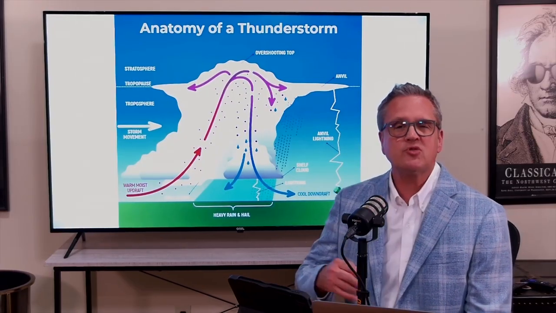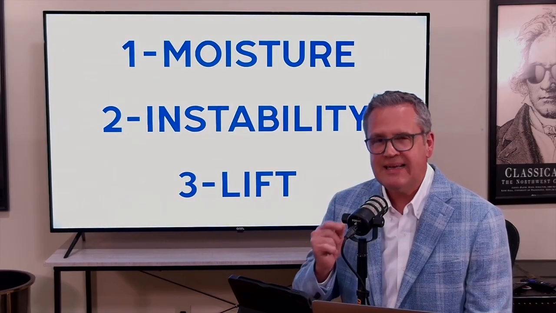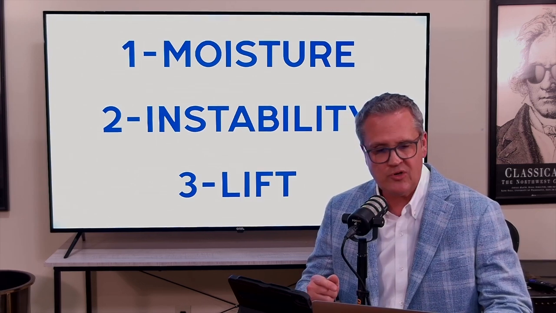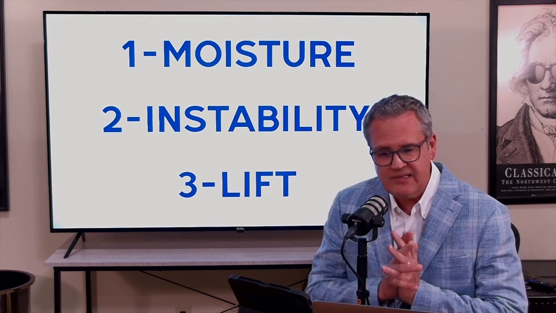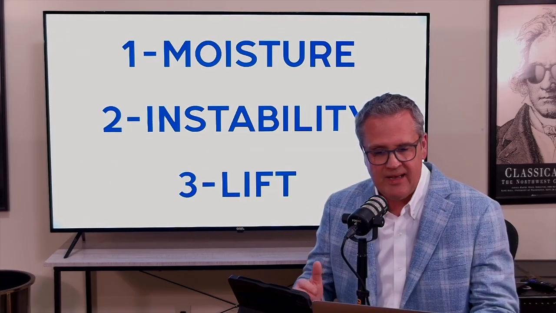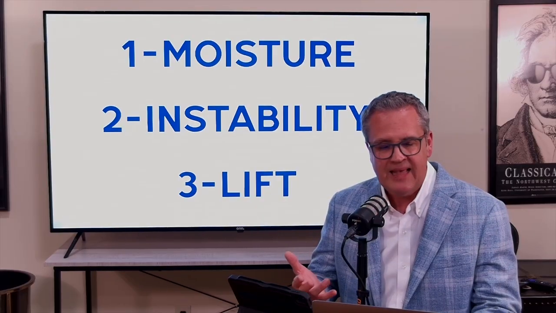Now, every thunderstorm needs three basic ingredients: moisture, instability, and lift. Let's start with moisture, number one. Moisture is that warm, humid air supply that, of course, we get from the Gulf of Mexico, hangs very heavy in the air, and you're going to hear me talk more about this. It's the fuel that thunderstorms need.